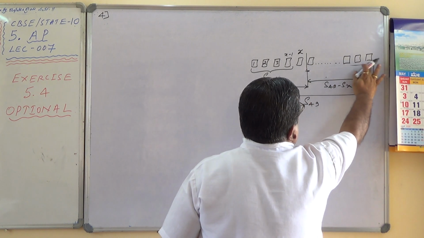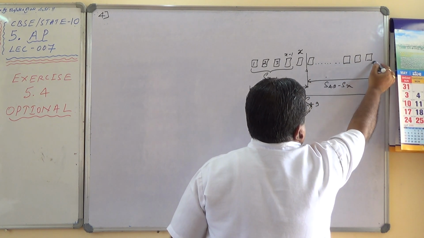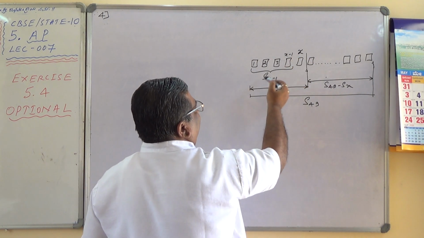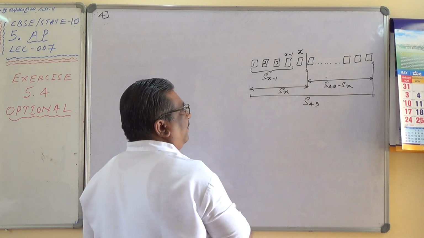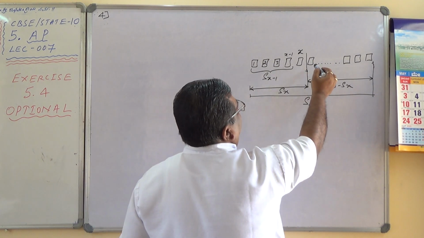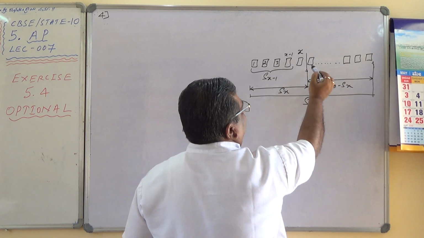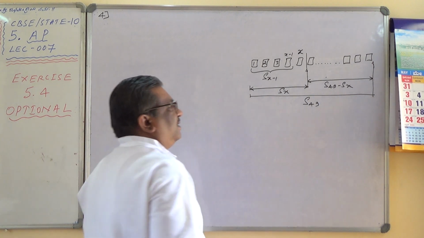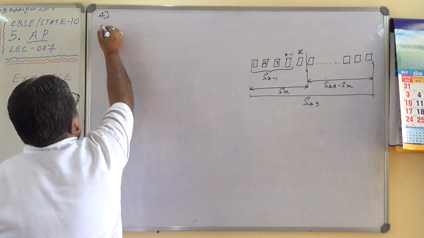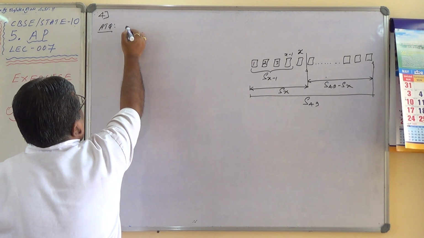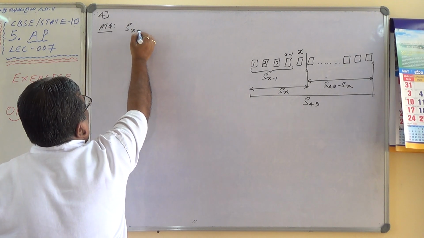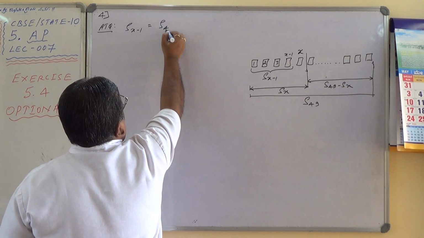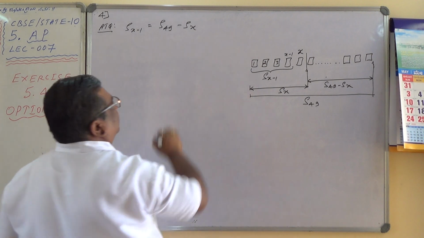So yeah, this much is enough for writing. X is marked. Sum of the numbers preceding the x, Sx minus 1, is equal to sum of the numbers on the houses following x from here to here. So Sx minus 1 equals S49 minus Sx according to your question. Therefore, according to question, Sx minus 1 equals S49 minus Sx.